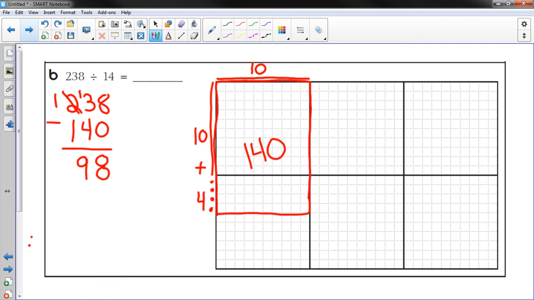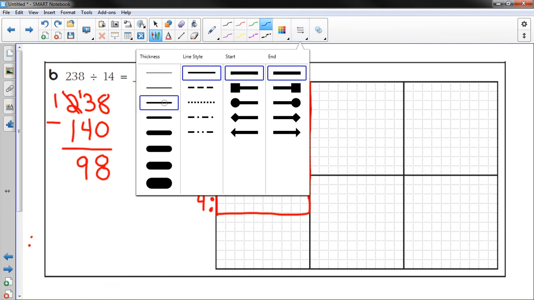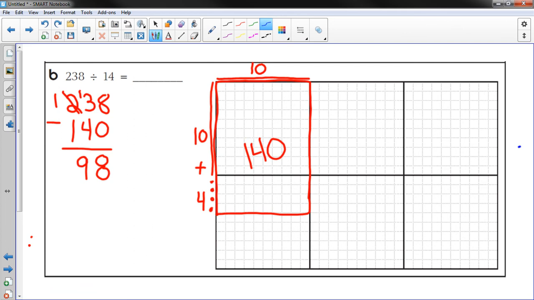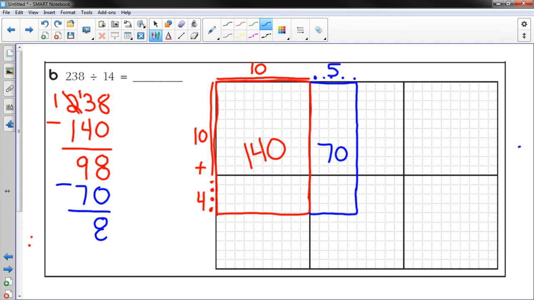So let's do that. 14 times 5. 1, 2, 3, 4, 5. So 5 times 14 we know is 70. And I'm going to subtract that from 98. I'm left with 28. Oh, I know 2 14s equal 28. 2 times 14 is 28.